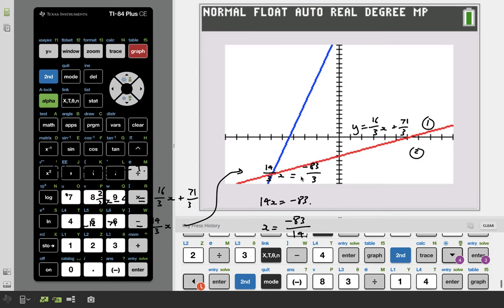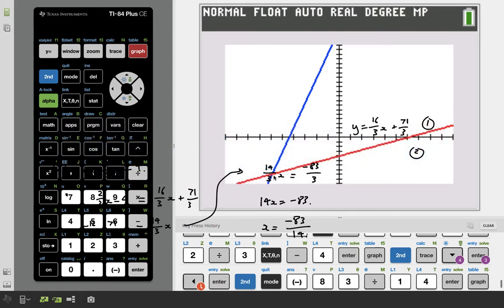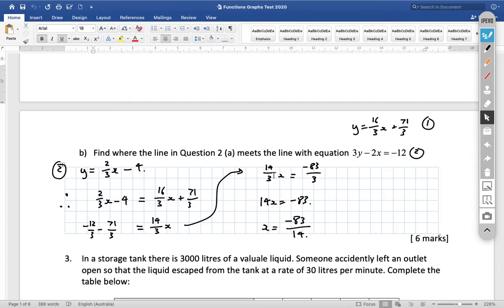Right, so I'm using the calculator to check that point. So that is good. I can also use the calculator to get the y value. Because where it says find where the line meets, I really should quote the y value as well. It's a little bit annoying, but it is what it is. It'd be nice if it was just x equals 2, but it won't always be that way.